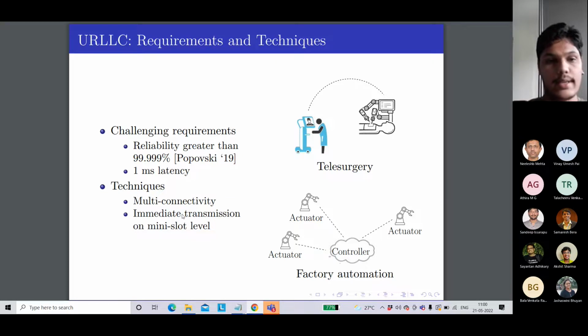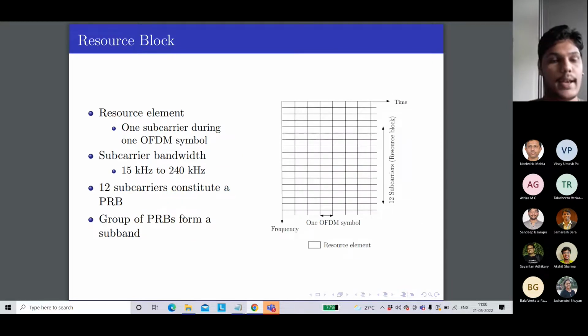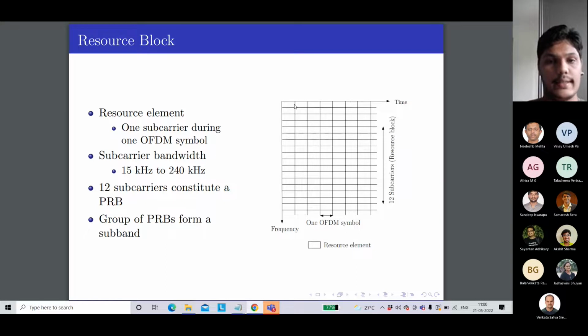Before that, to get the language, I'll introduce the resource elements, carrier bandwidth and so on. So here we can see a time frequency grid. Each rectangle, each grid we see, is a resource element. It is one subcarrier during 1 OFDM symbol. The subcarrier bandwidth ranges from 15 kilohertz to 240 kilohertz. In LTE, it is only 15 kilohertz, whereas in NR 5G, it can go up to 240 kilohertz. The 12 subcarriers constitute a resource block, called PRB, physical resource block. And a group of PRBs form a subband. So these are the basic definitions of PRB and subband.